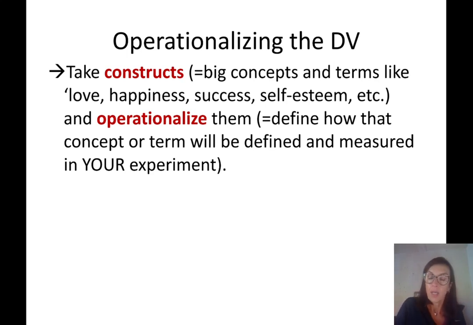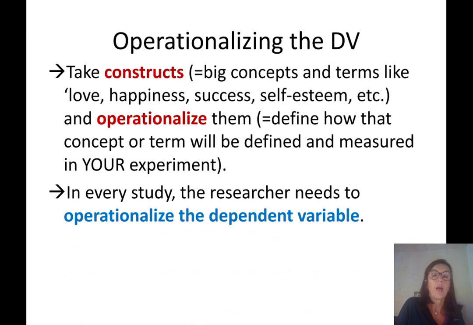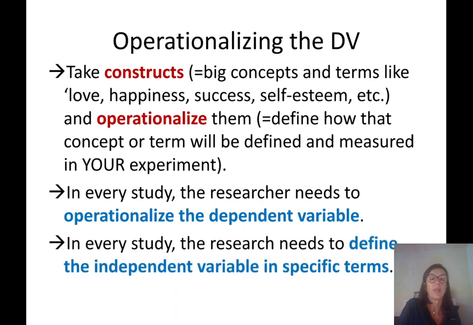So think about how you will measure big terms like that. In every study, the researcher needs to operationalize the dependent variable. And in every study, the researcher needs to define the independent variable in specific terms. Like in the example before, coffee, how exactly will you manipulate coffee? So 50 milligrams, 100 milligrams, no coffee. So I create 3 groups. I have to be very specific about that as I set out to launch my study.